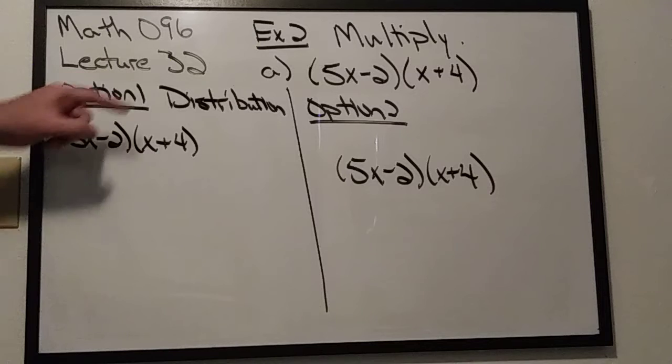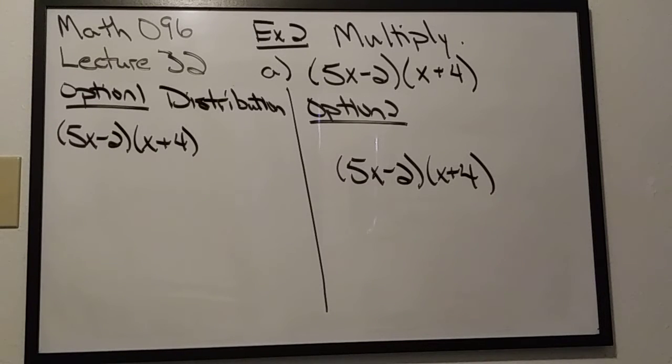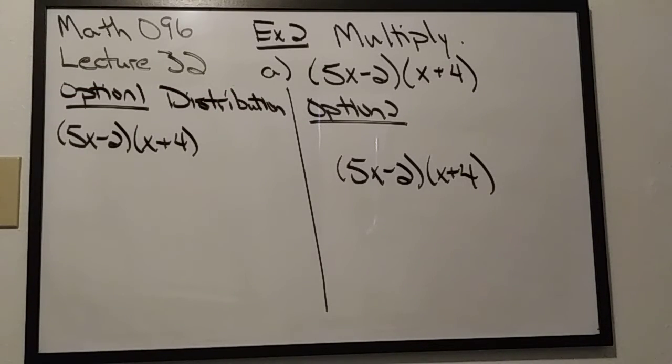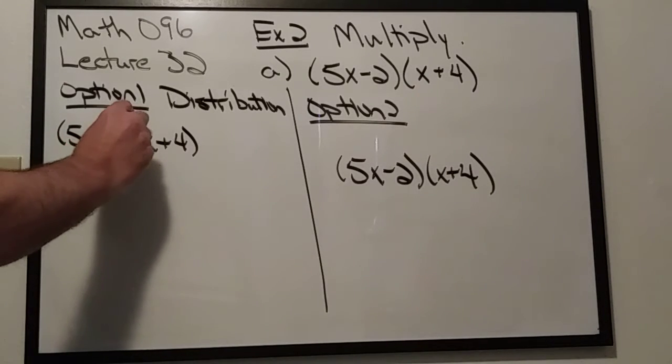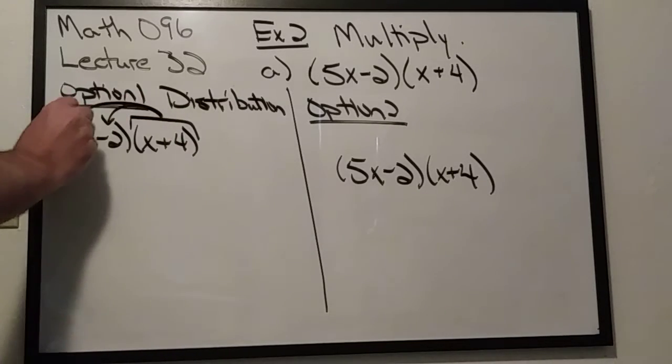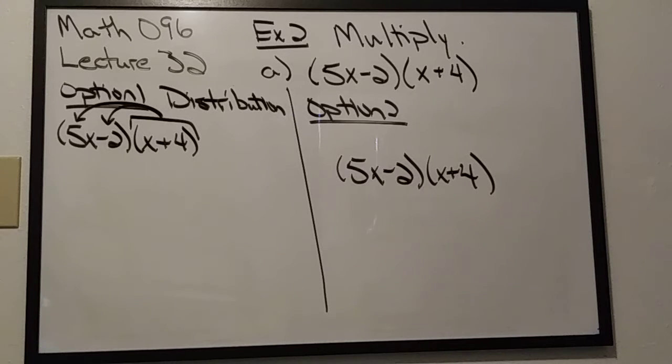Well, in option 1, we're going to see that we can take the ideas that we talked about last time and extend them. So last time we talked about distribution. We're going to extend that idea of distribution to work for binomial times binomial problems. So I can say that I'm going to take the binomial of x plus 4 and I'm going to distribute that through to the two terms in the first binomial.